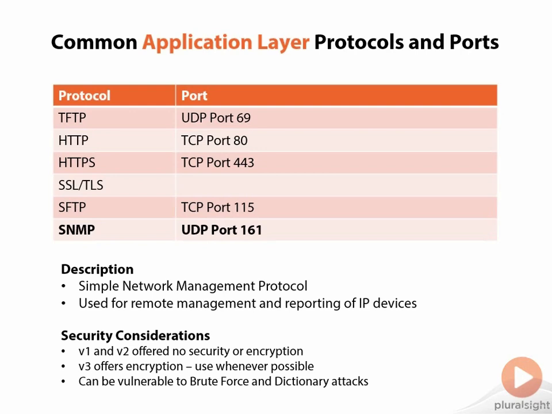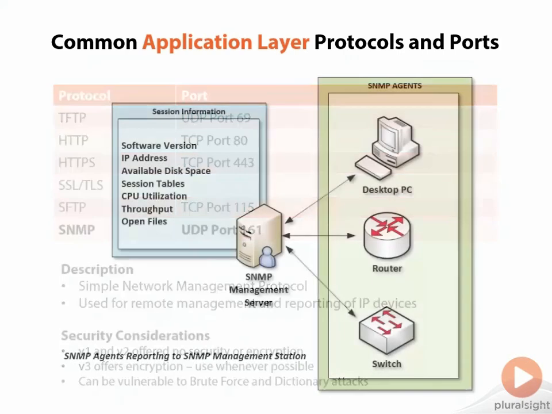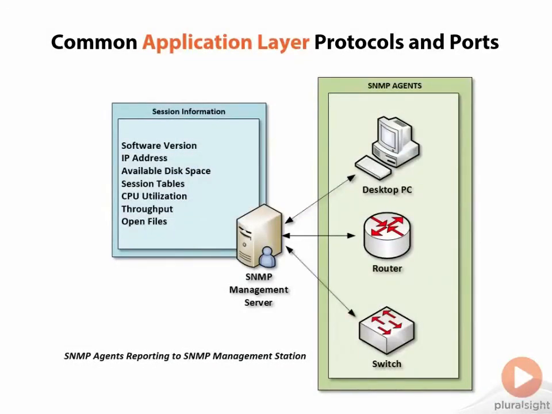Okay, the next one is SNMP, or Simple Network Management Protocol, and that functions over UDP port 161. And SNMP is used for remote management of a lot of different devices, remote management and also reporting of information from IP devices. On some devices, you install an SNMP agent. On some, it's built in. So it just depends on the device that you're monitoring.